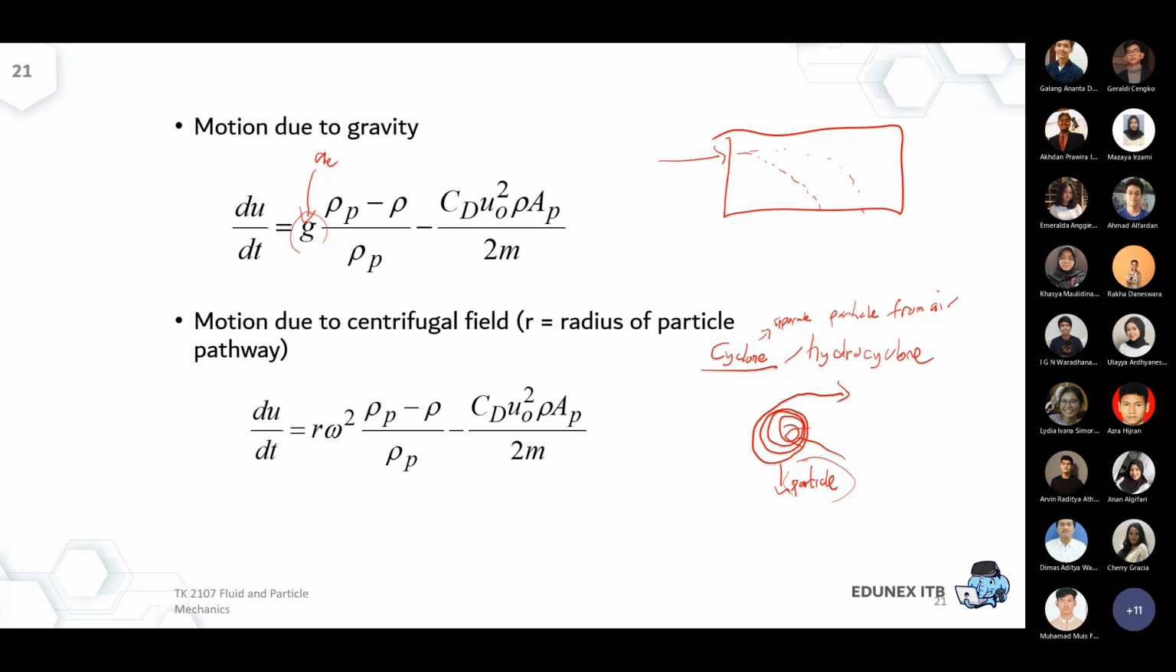In this kind of system, then AE, the acceleration of the external force, can be substituted into r omega square. And omega is angular velocity, and it should be in radian per second. So that's the derivation when we substitute the AE either in a gravity system, settling system, or in a centrifugal field, for example, using a cyclone.